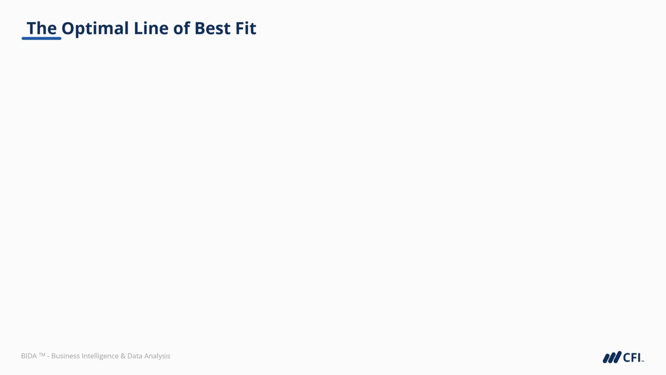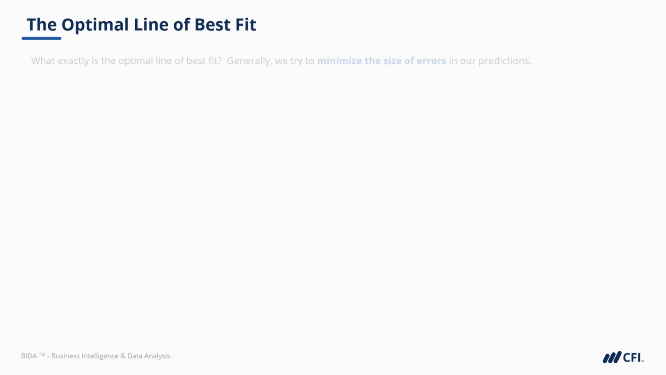Alright, so we know that the line of best fit can be summarized with an equation. The equation shows us the optimal line. But what exactly is the optimal line of best fit? Well, generally we try to minimize the size of errors in our predictions.